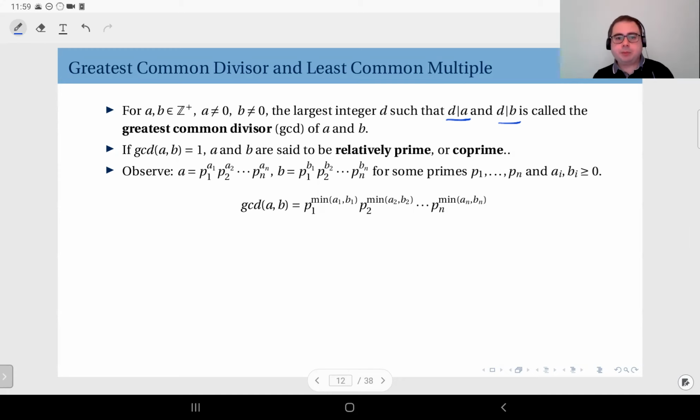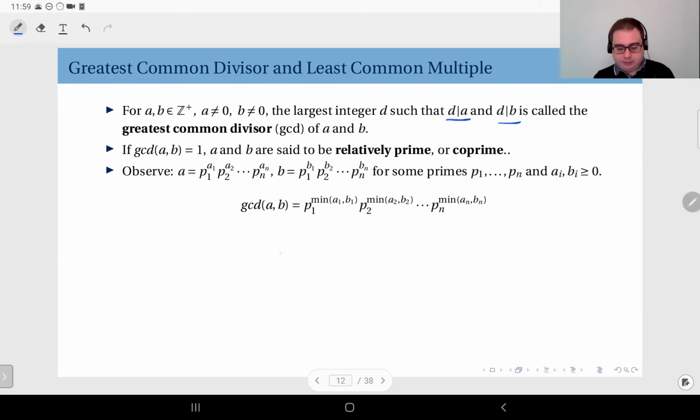and b. Okay? And if GCD of a and b is equal to 1, which means they do not have any common prime factors, then we say a and b are relatively prime or co-prime. Now you have to be careful here. To have this, a and b do not have to be primes themselves.